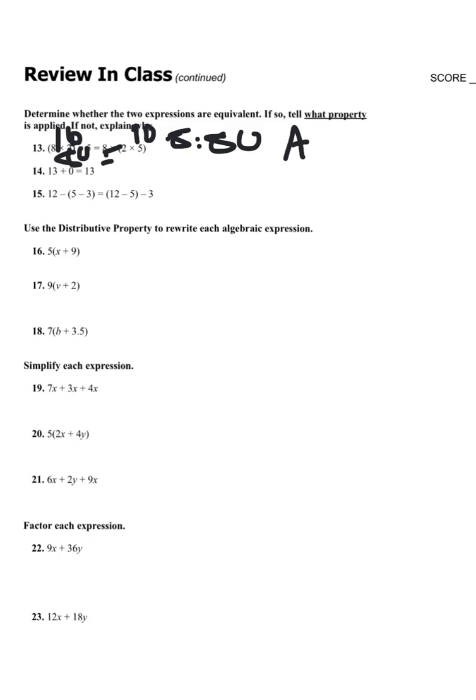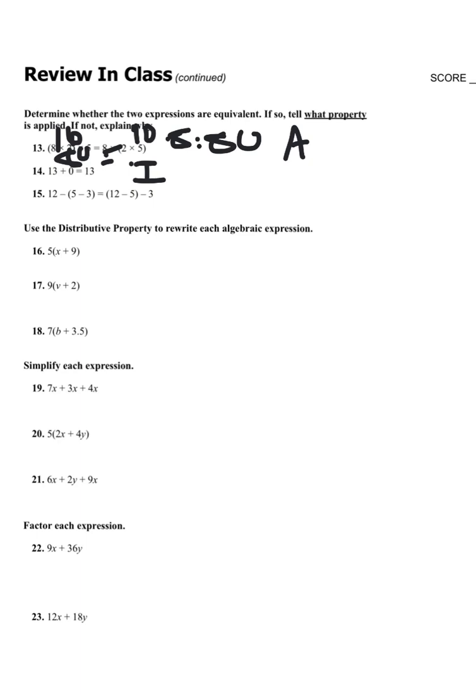Okay, now we're going to look at number 14. We have 13 plus 0 and 13. Are those two equations equal? They are equal. And the property that we used was the identity property, because we have 13 plus 0. So we're just adding 0 on to the identity of 13 already.